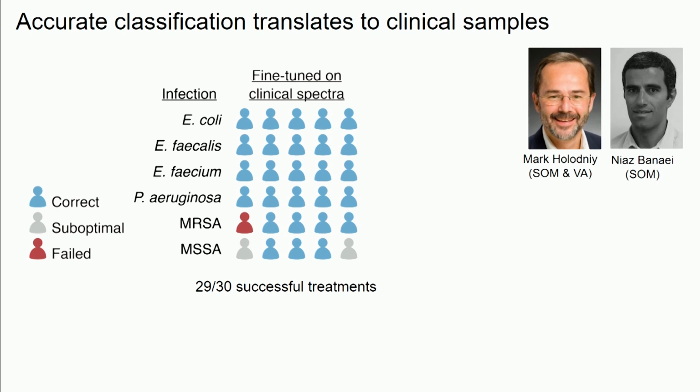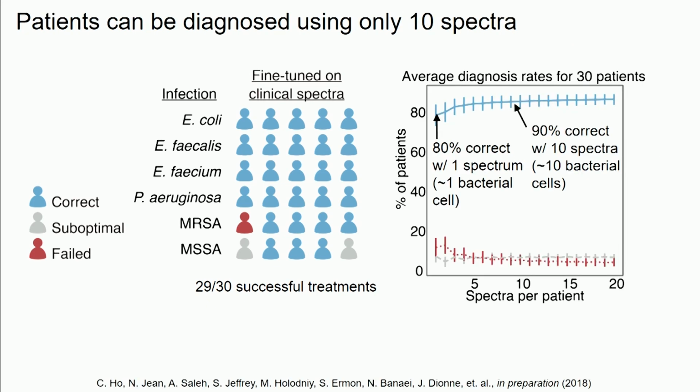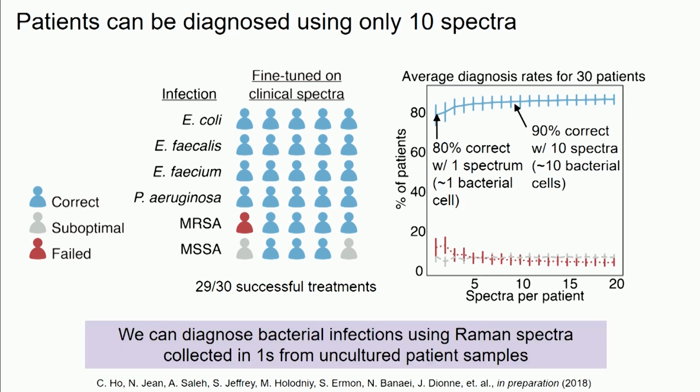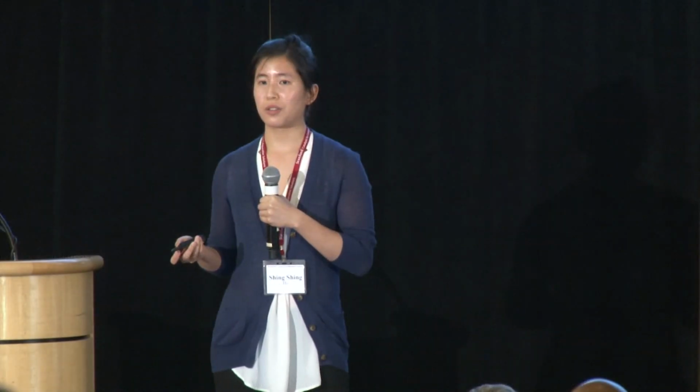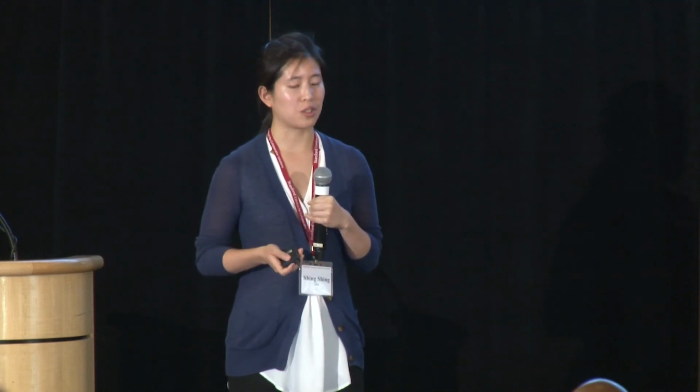So we wanted to make sure that we can do this for very few spectra, because in an uncultured patient sample, there are only a few bacteria. So we looked at the dependence of how the diagnosis accuracy changes as a function of how many spectra we use. Even with just 1 spectrum, we can get 80% of these patients with the correct diagnosis. And when we increase that number to 10 spectra, we get about 90% of the patients correctly diagnosed. So with this, we've really shown that we can diagnose bacterial infections using just Raman spectra collected in 1 second from uncultured patient samples.